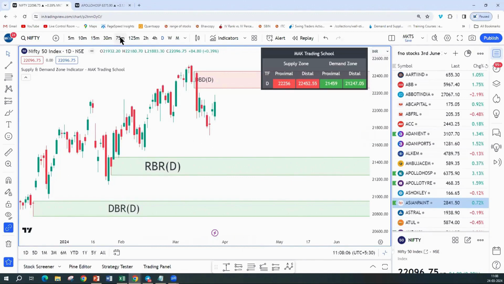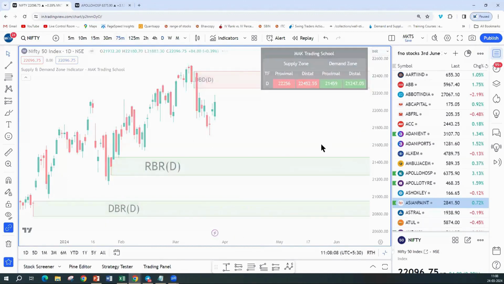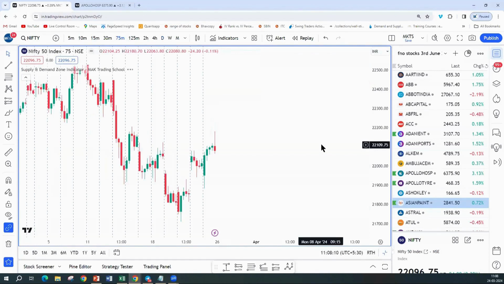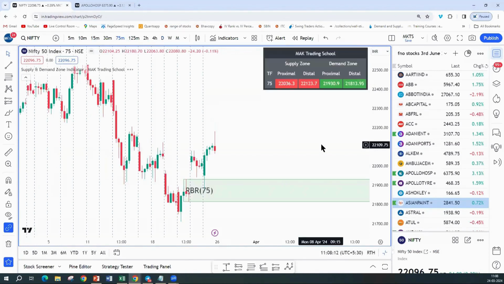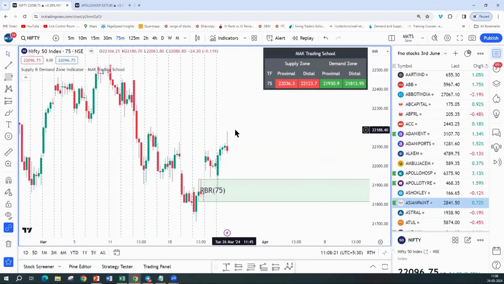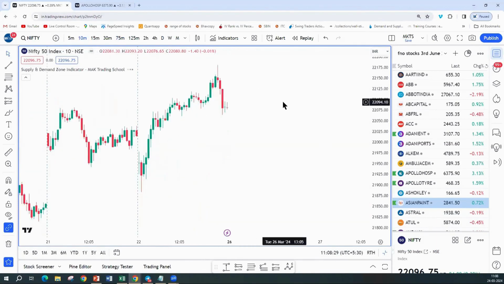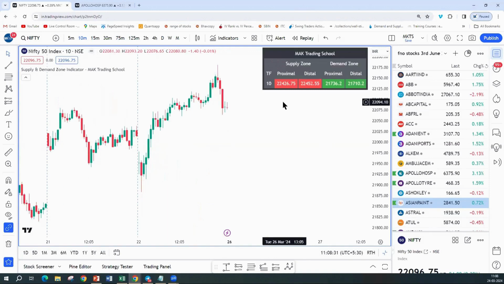If you go into a 75-minute time frame, let's see if there are any good zones here. If you see this 75-minute demand level plotted, price got a pullback into demand and you're getting a nice reaction from the demand zone. As an intraday trader, you would be using smaller time frames like 5-minute, 10-minute, 15-minute time frames. Irrespective of the time frame, irrespective of the instrument, the indicator will plot the zones for you.